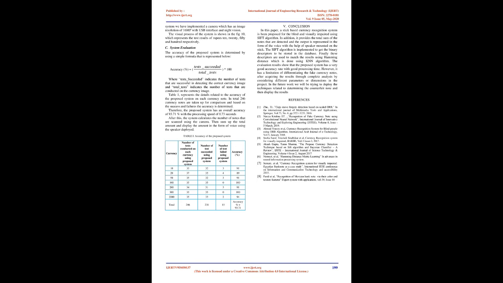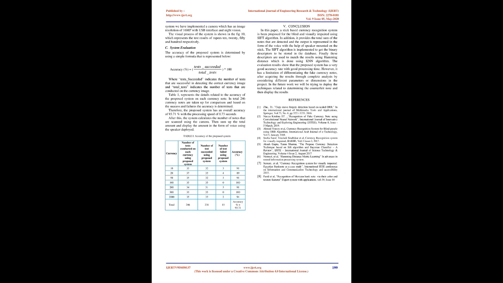C. System Evaluation. The accuracy of the proposed system is determined by using a simple formula that is represented below. Accuracy in percent equals tests succeeded divided by total tests, multiplied by 100. Here, tests succeeded indicates the number of tests that are successful in detecting the correct currency image, and total tests indicates the number of tests that are conducted on the currency image. Table 1 represents the details related to the accuracy of the proposed system on each currency note. In total 246 currency notes are taken up for comparison, and based on the successes and failures the accuracy is determined. Therefore, the proposed system has an overall accuracy of 93.71% with a processing speed of 0.73 seconds. After this, the system calculates the number of notes that are scanned using the camera, then sums up the total amount and displays the amount in the form of voice using the speaker deployed.